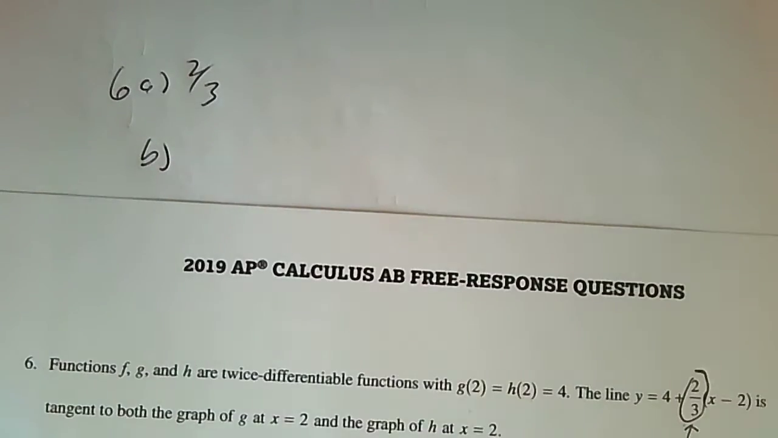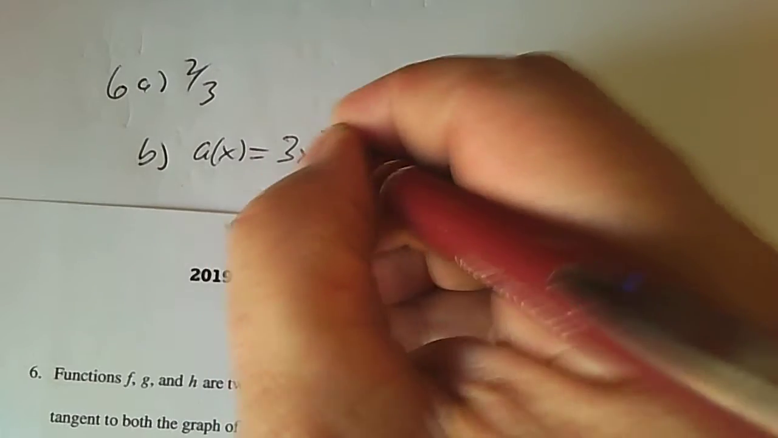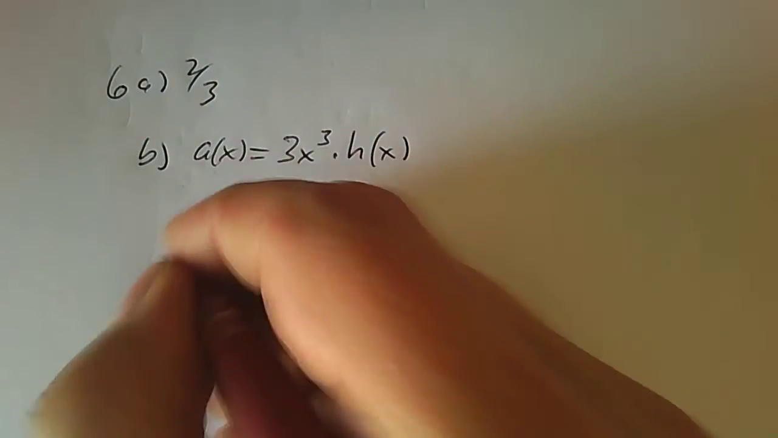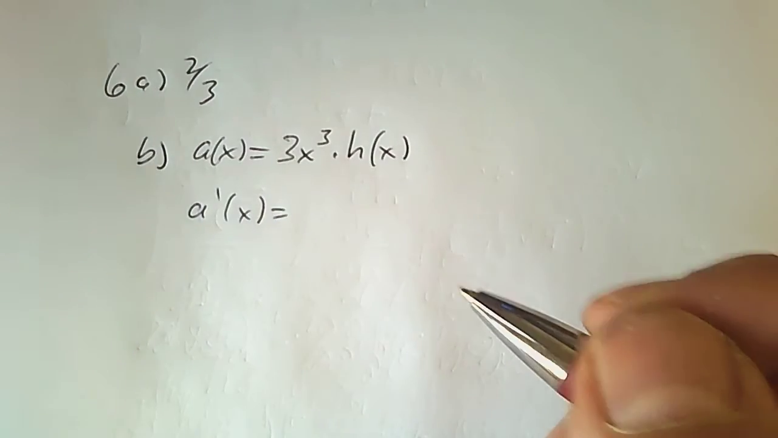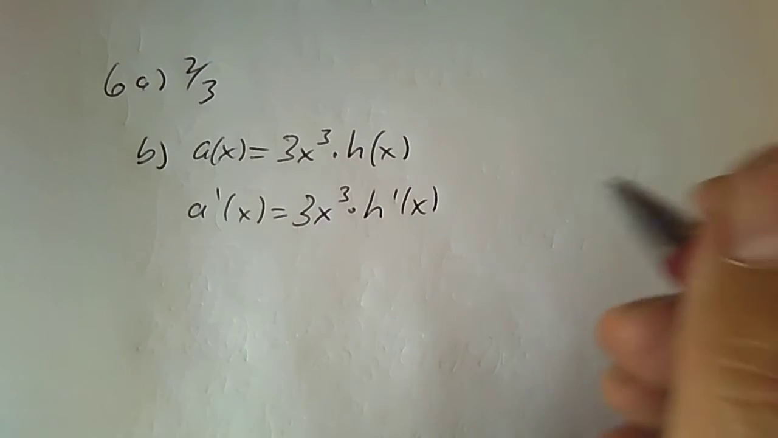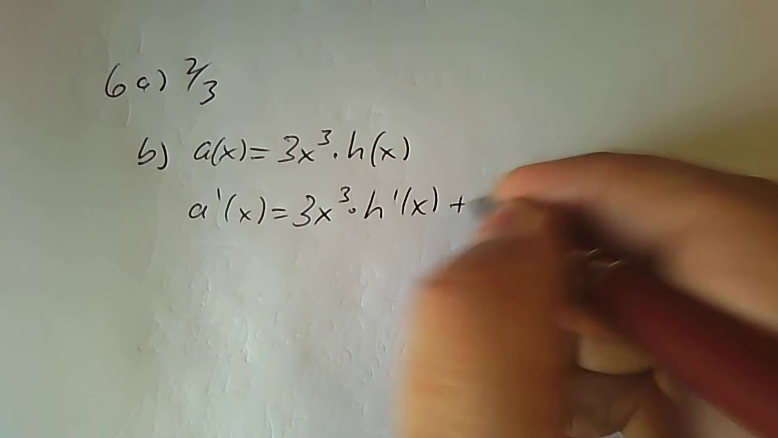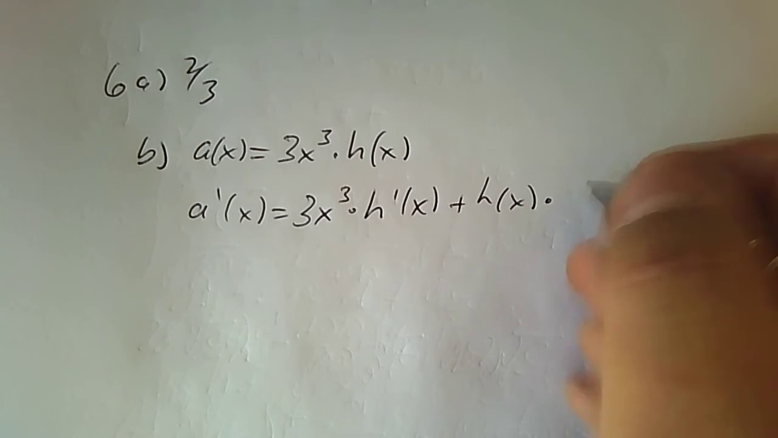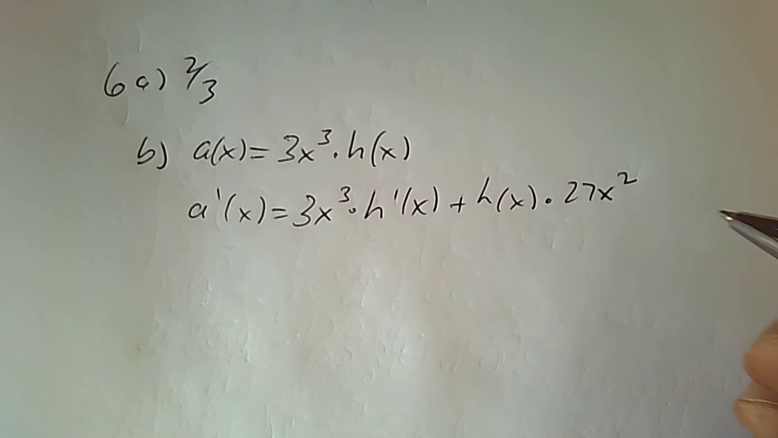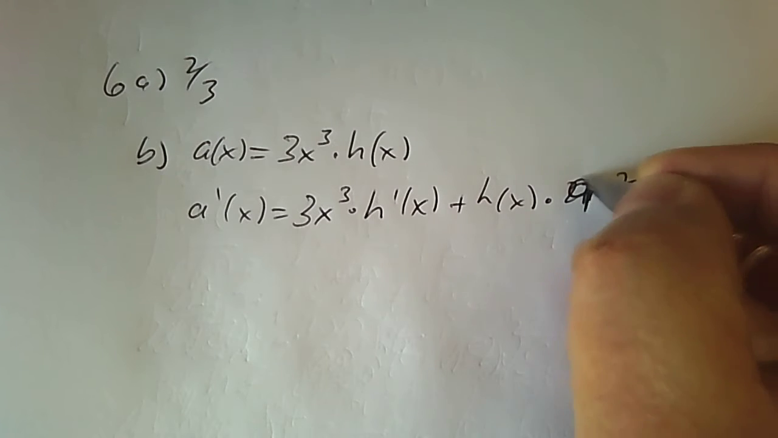B, you're given a at x equals 3x cubed times h at x. So what's the derivative of that? Can you do the product rule? So that's the first times the derivative of the second. You know you can always press pause, try it first, and see if you got it right, and then you can press play, or you can work with me. Plus the second times the derivative of the first, it's 27x squared. Right? No, 3 times 3 is not 27. That's 9x squared. Thank you.